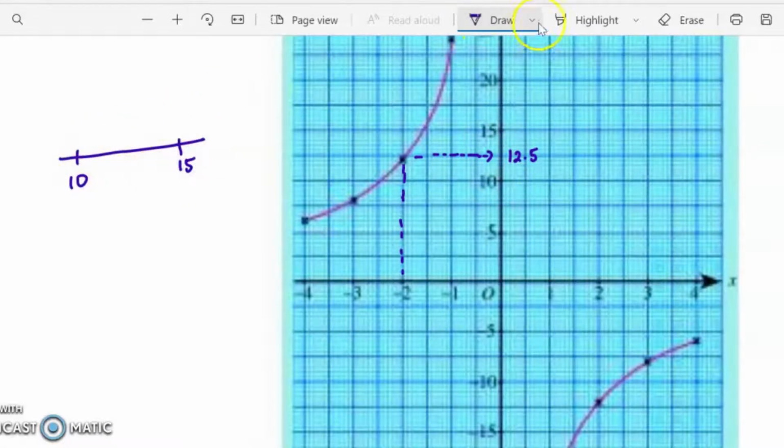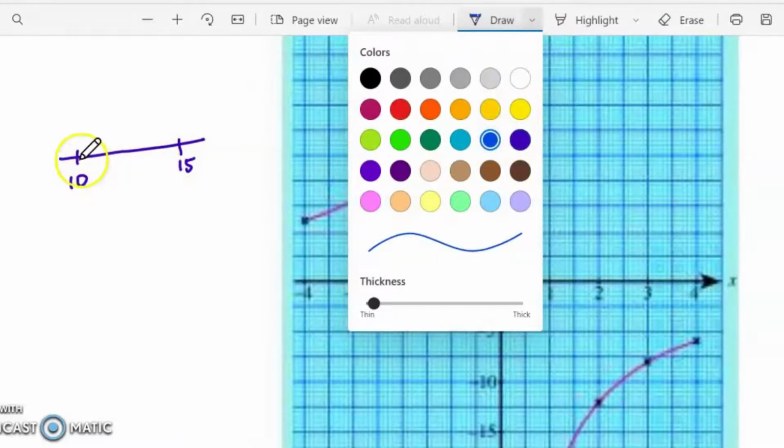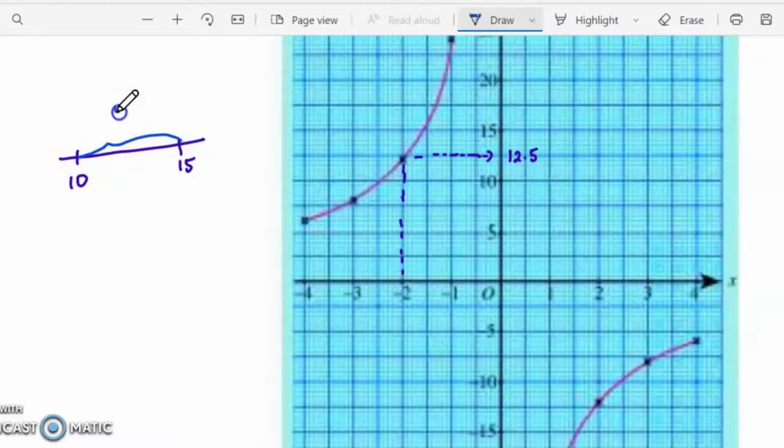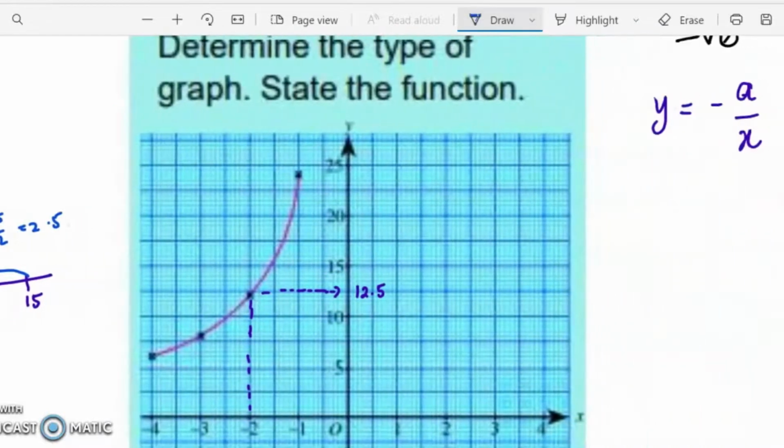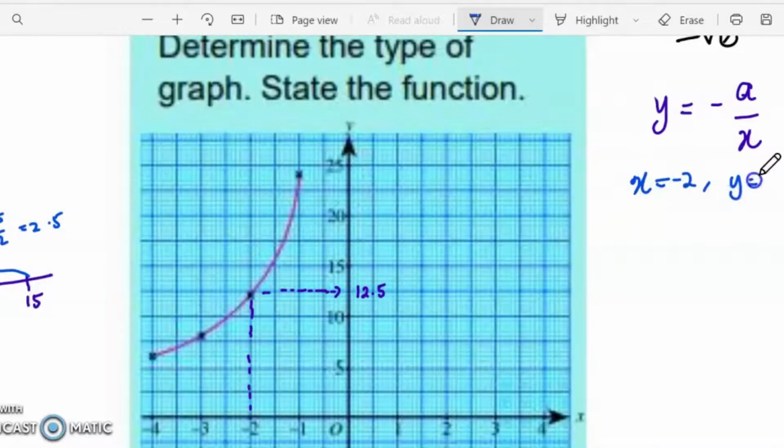So this one, how many boxes do we have? We have 10 boxes, 10 small boxes. So 5 we divide by 10. So each small box is 0.5. Okay, 0.5. Okay, and then when we divide by 2 in the middle, 5 divided by 2 is 2.5. So 10 plus 2.5, it will be 12.5. That is. So I will choose the point x equal to negative 2 and y equal to 12.5. Okay, so x is negative 2, y equal to 12.5.